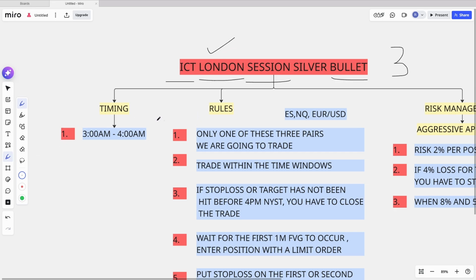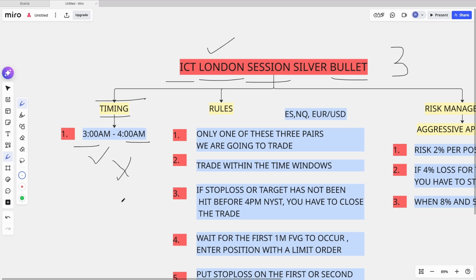First, let me clarify the exact timing for the London session Silver Bullet. The one-hour trading window for the London session is from 3 a.m. to 4 a.m. New York time. This is the only time window during which this strategy should be traded for the London session. It is very important to understand that the ICT Silver Bullet London session is traded strictly between 3 a.m. and 4 a.m. New York time, and no trades should be taken outside of this specific window.